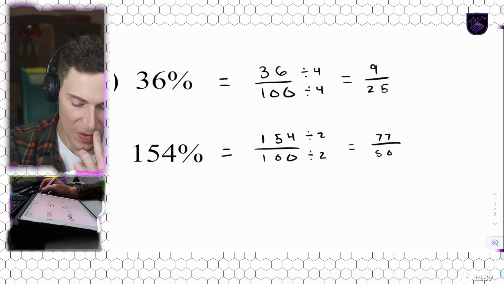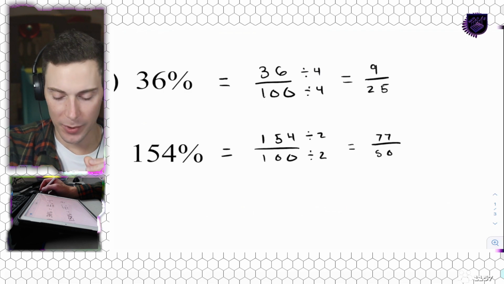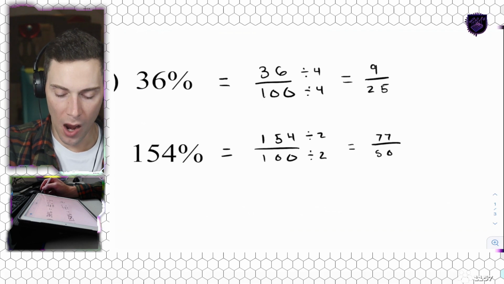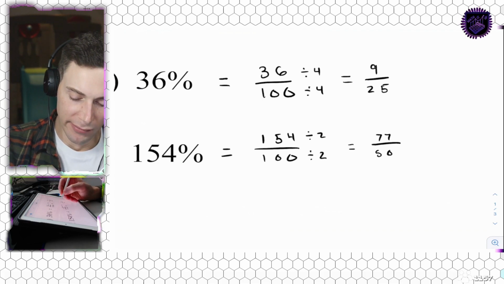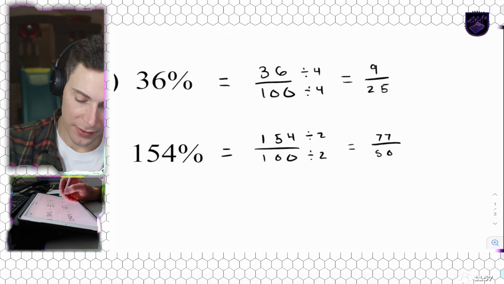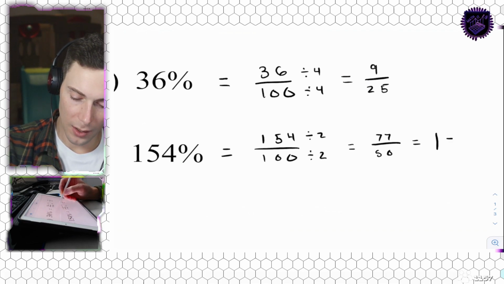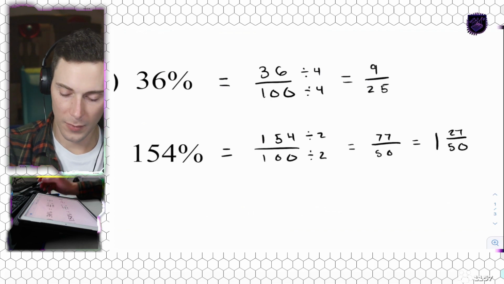Now, the only numbers that go into 77 are 7 and 11. That's it, 77 over 50. Well, we can write that as a mixed fraction. So that would be 1 and 27/50ths.